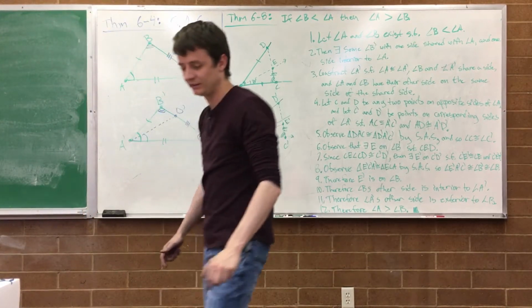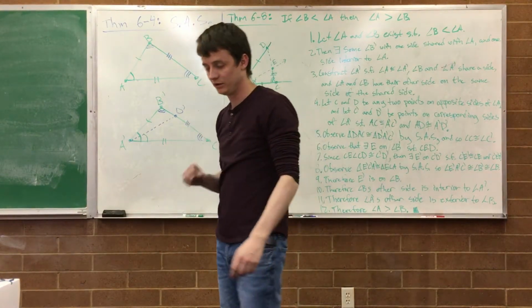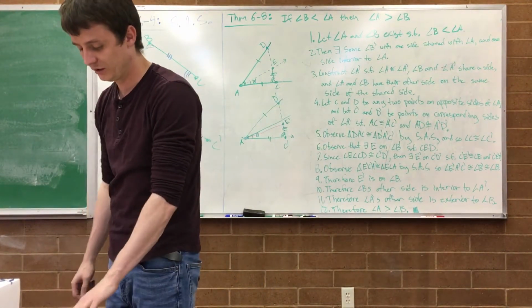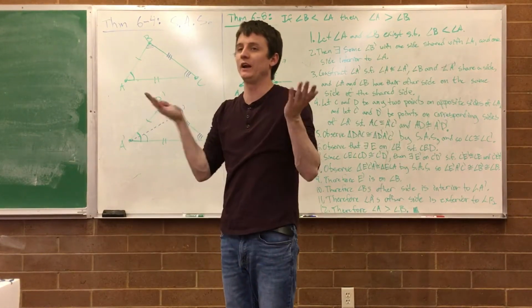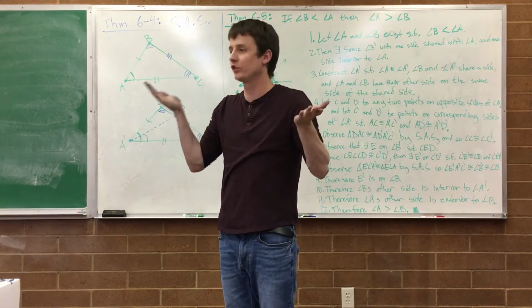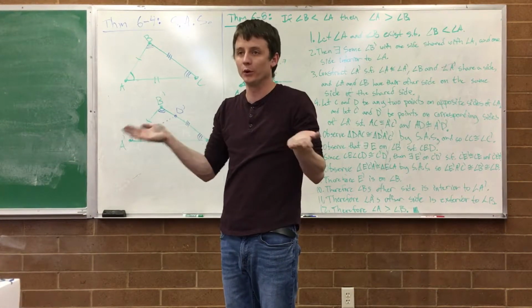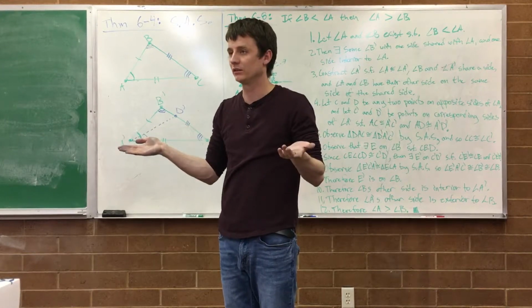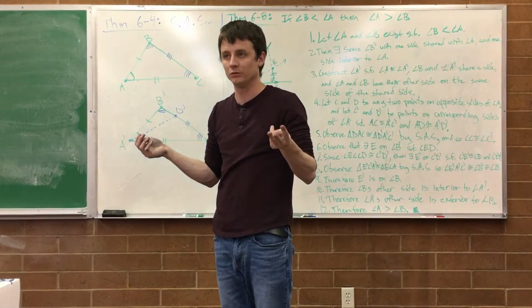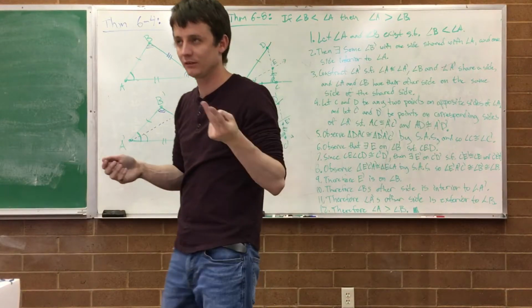Theorem 6.9 and 6.10, we're not going to bother proving, we're just going to explain them real quick. So theorem 6.9 says, look, if you have two angles, either one's greater than the other, or they're both congruent, or one's less than the other. One of those three things is always true when you have two angles. Does that make sense? Yes.